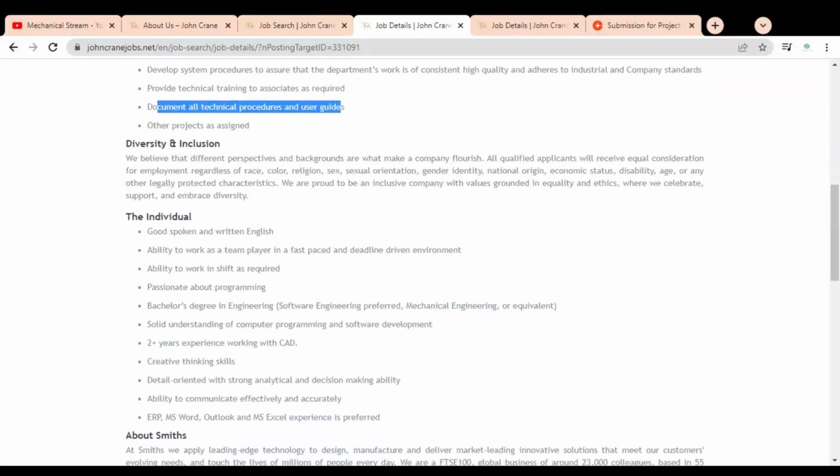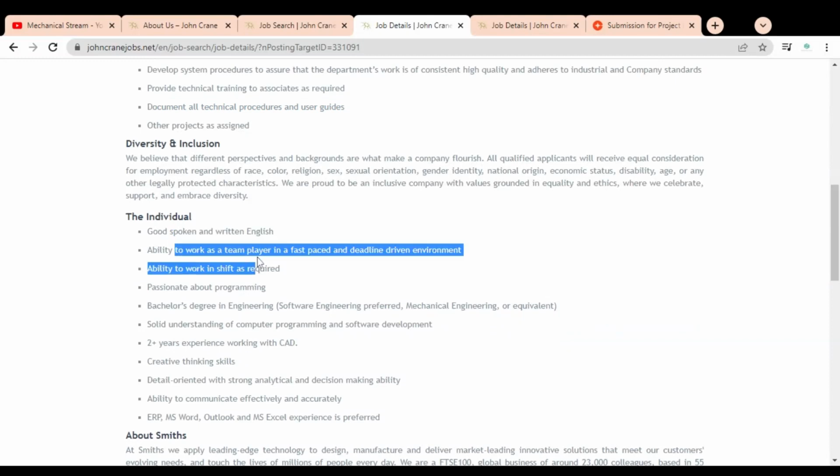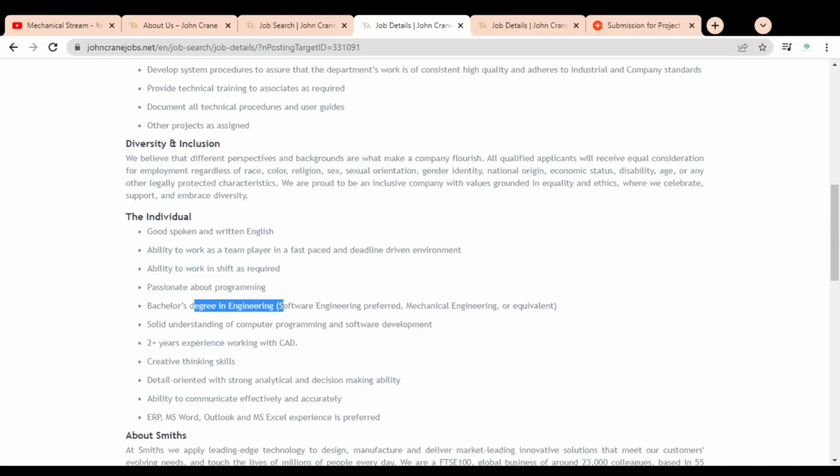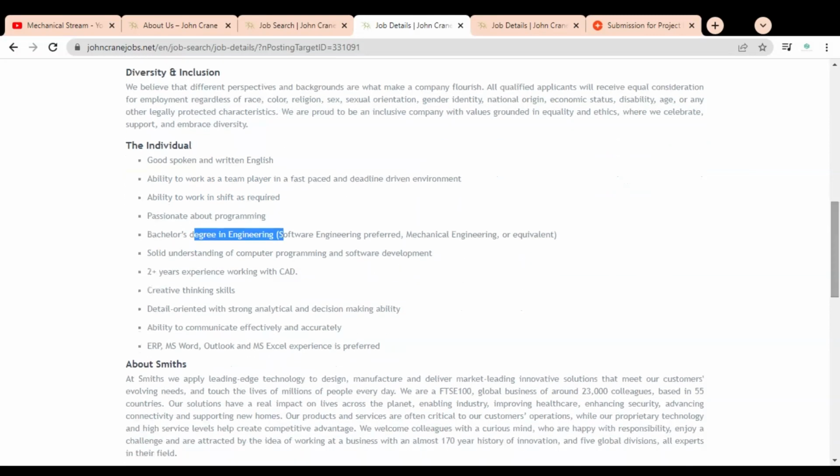And here you can see some other skills: good spoken and written English, ability to work as a team player, ability to work in shifts as required, passionate about programming, then a bachelor's degree in engineering, software engineering, mechanical engineering or any other equivalent is required. Solid understanding of computer programming and software development, and 2+ years of experience working with CAD.